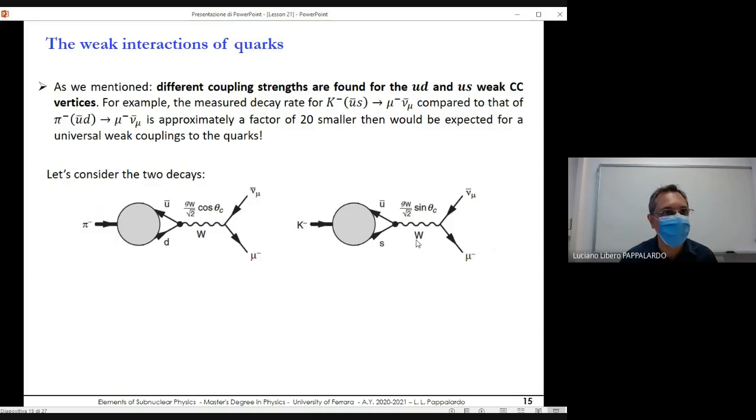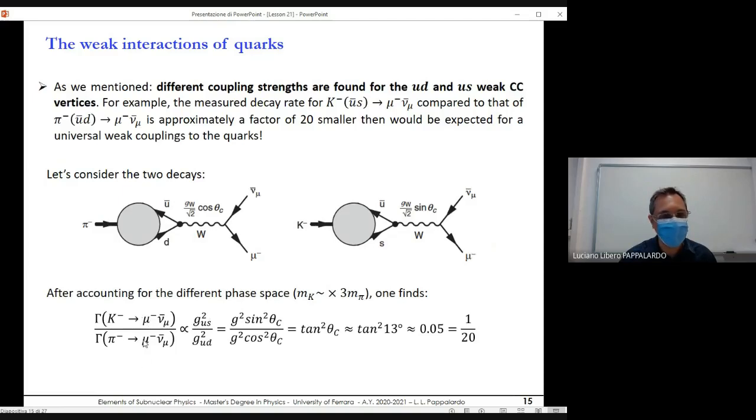So now we can understand this in terms of the quark mixing. This is the pion into muon neutrino and the kaon into muon neutrino. The second vertex is the same, a pure leptonic one, so here we have just a contribution of G. The first vertex is different because we have a ud here and a us there. So in one case we have to correct by the cosine of theta Cabibbo, in the other by the sine of theta Cabibbo. And so you can now measure the ratio of these two decay widths.